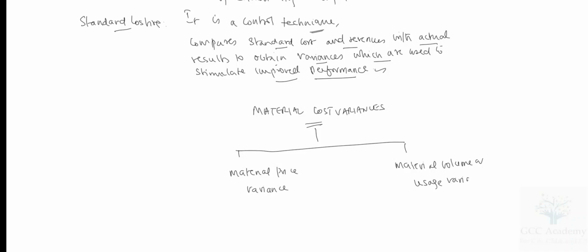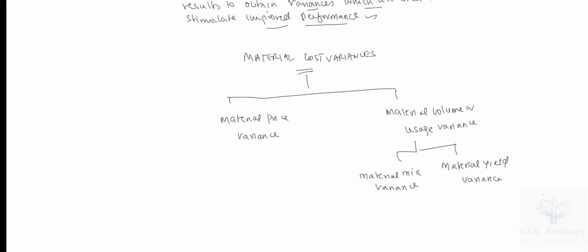Material volume or usage variance. Now this material volume or usage variance can be further subclassified into material mix variance and material yield variance. Material yield variance. Are you clear?